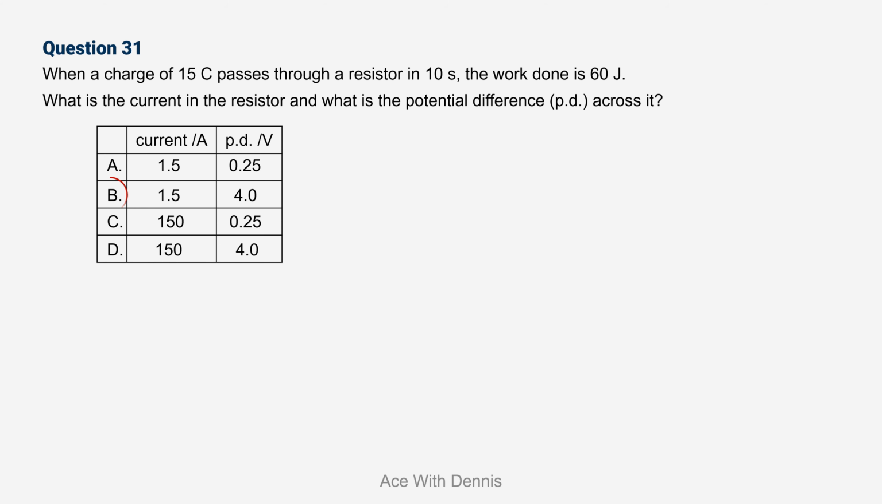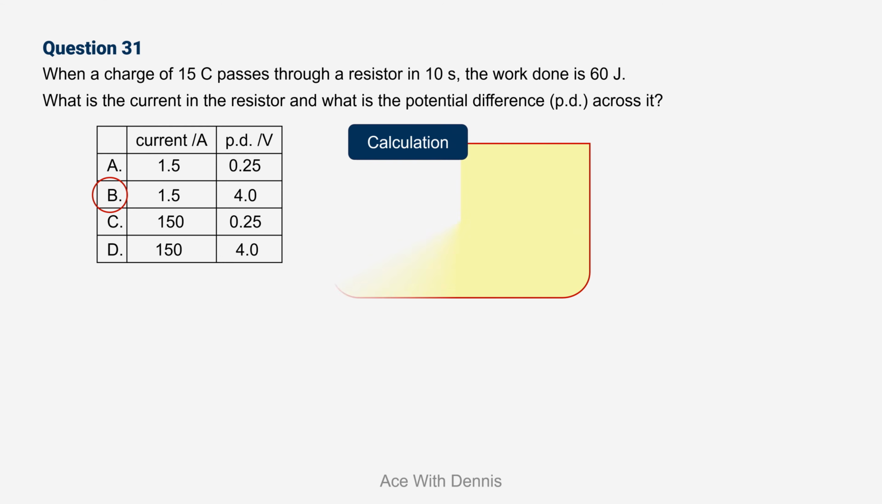The answer is B, 1.5 amps for current and 4.0 volts for PD. So here is the calculation. We know that the formula for current is I equals Q over T. So the charge is 15 coulomb and the time is 10 seconds. Hence it will be 15 divided by 10, which is 1.5 ampere.